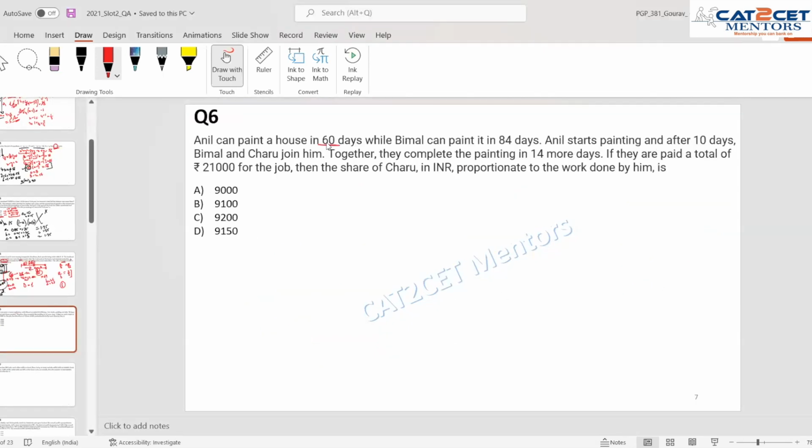Amit can paint a house in 60 days. Bimal can paint in 84 days. Further there is a condition that if he worked for these many days and then they joined him. So it is a similar, same type of question.